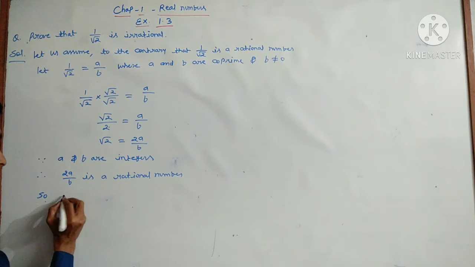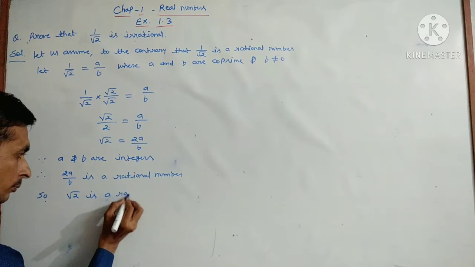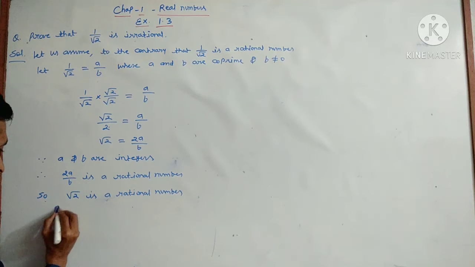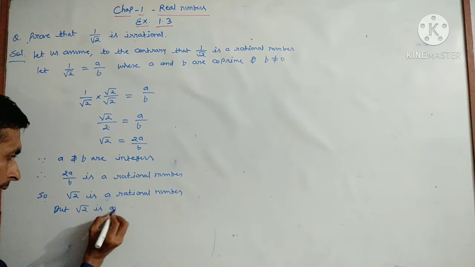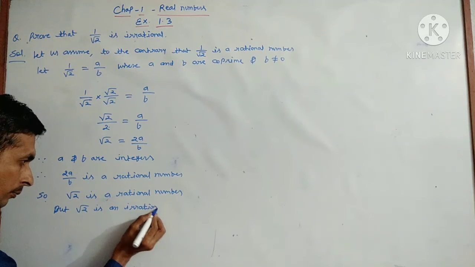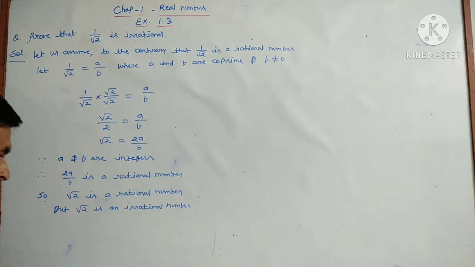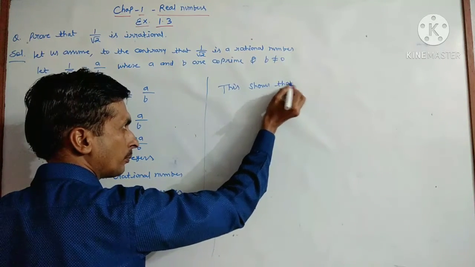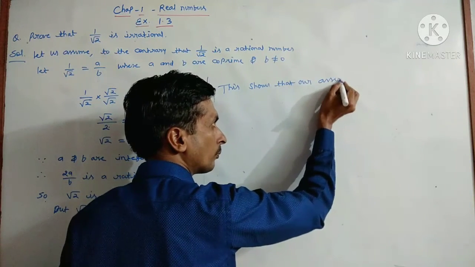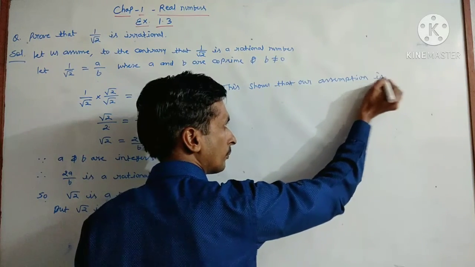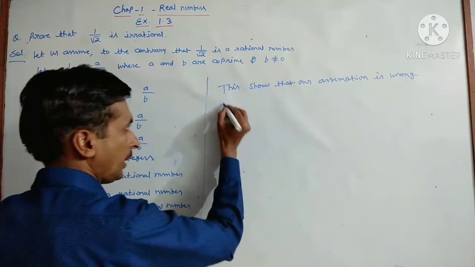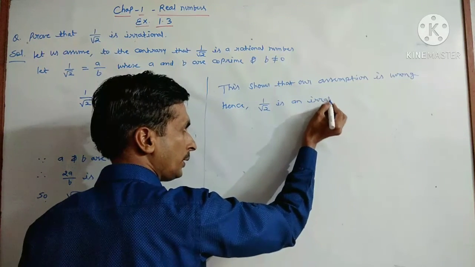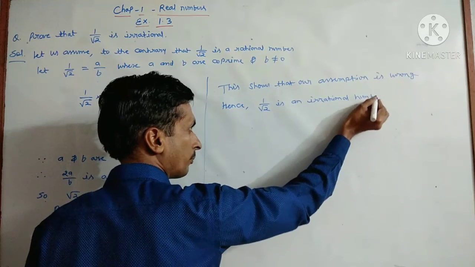So you can write here, root 2 is a rational number. Okay, but we have root 2 is an irrational number. This shows that our assumption is wrong. Hence 1 upon root 2 is an irrational number, and it is proved.